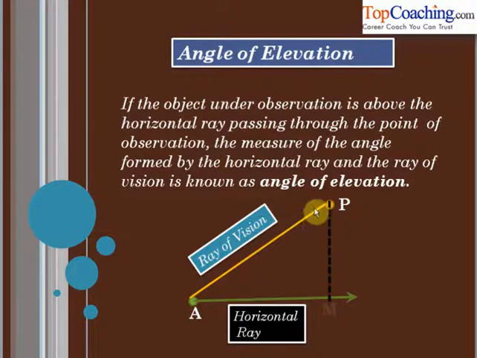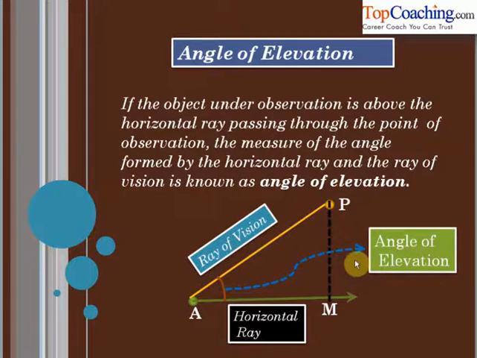Now from point P, let us drop a perpendicular on the horizontal ray. Now this becomes a right angle triangle. Now in this right angle triangle, let us say that this is the angle formed between this horizontal ray and the ray of vision, then this angle is known as angle of elevation. So angle of elevation is actually the angle between the horizontal ray and the ray of vision when the object is above the horizontal ray. Here we see that P is above the horizontal ray. Angle of elevation is actually the angle made by the horizontal ray and the ray of vision.